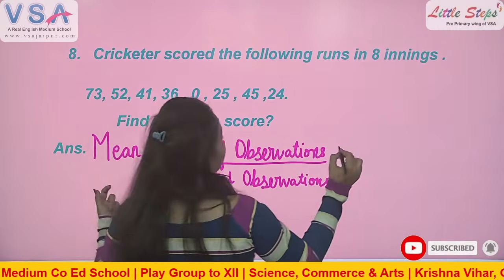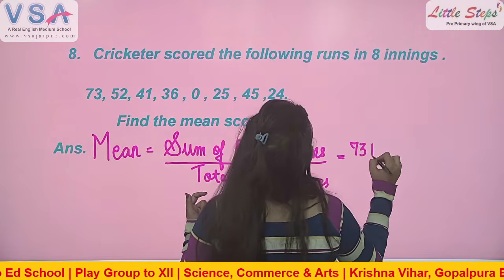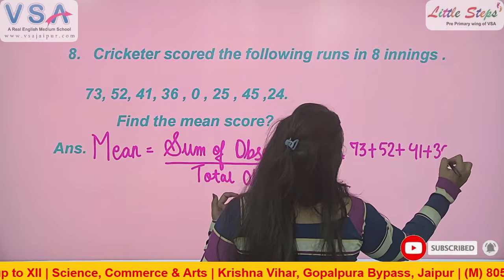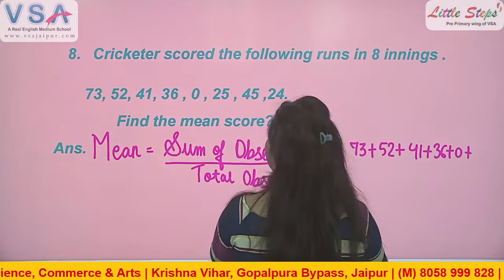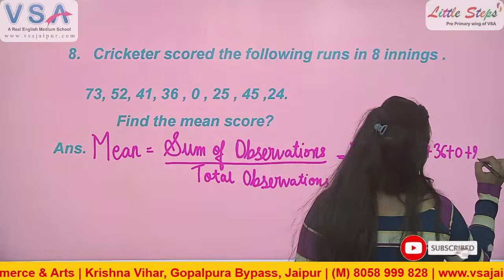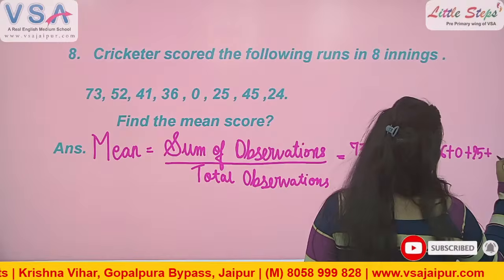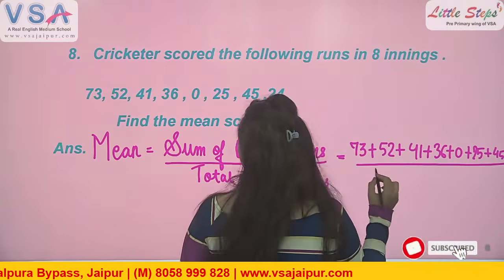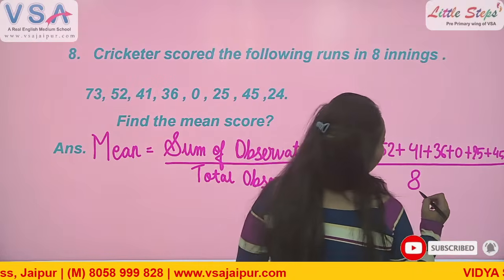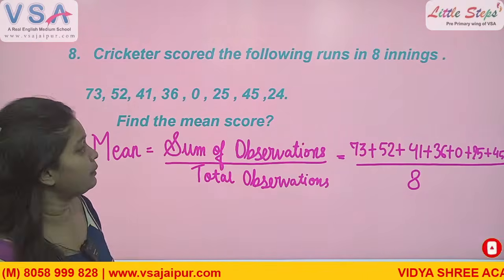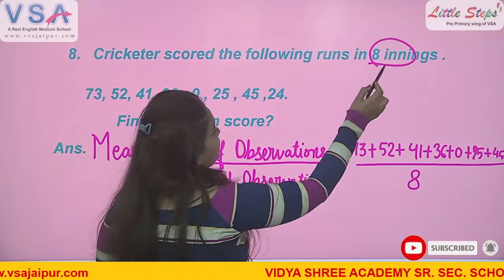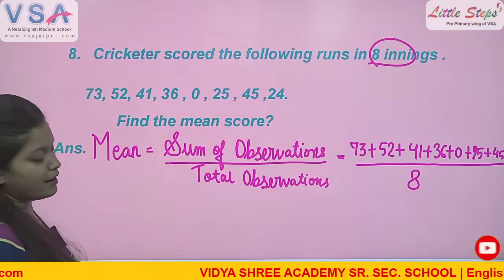Adding all the numbers, what we have: 73 plus 52 plus 41 plus 36 plus 0 plus 25 plus 45 plus 24, and dividing them all by the number 8. How will it be 8? Tell me. There are 8 numbers. How many numbers are there here? There are 8 numbers. So we will divide by 8.